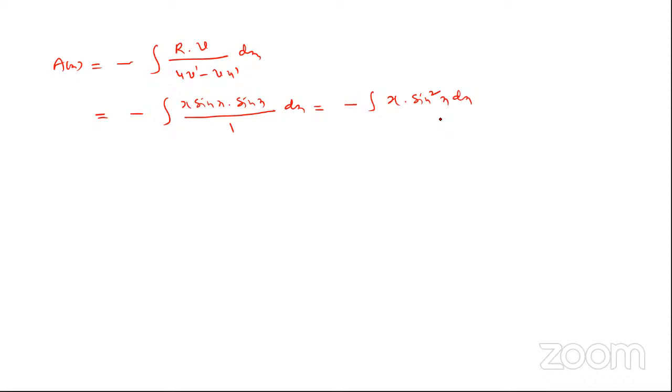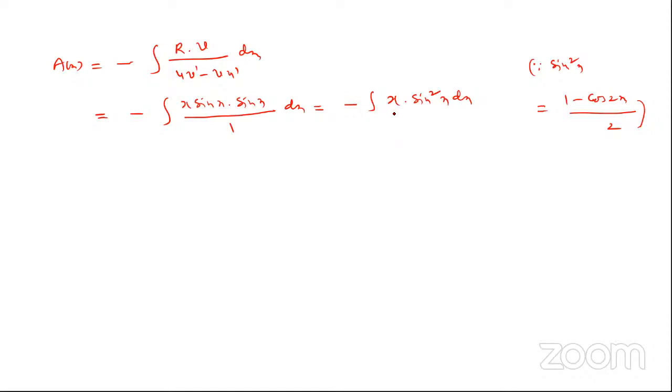So how will we evaluate this integration? Please don't come to integration by parts at this position. First of all, we can convert sin square x into another form. What is sin square x? Sin square x is equal to 1 minus cos 2x divided by 2. So please don't go for integration by parts directly.